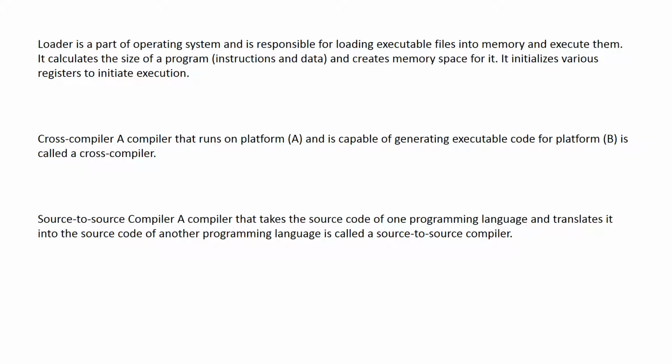A cross-compiler runs on one platform and is capable of generating executable code for another platform. It's called a cross-compiler. Source-to-source compiler: a compiler that takes the source code of one programming language and translates it into the source code of another programming language. It's called source-to-source.